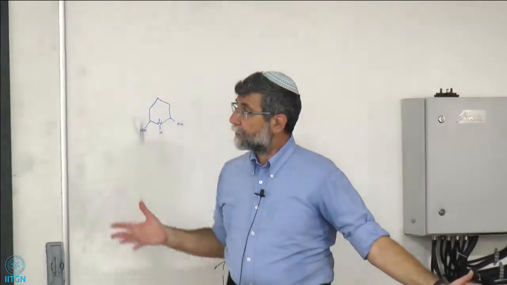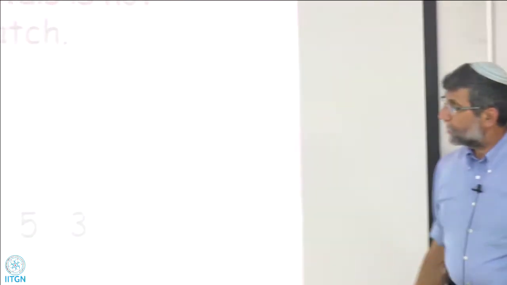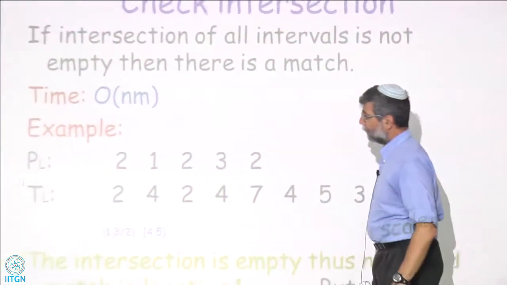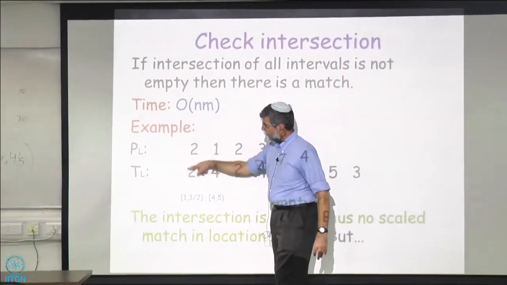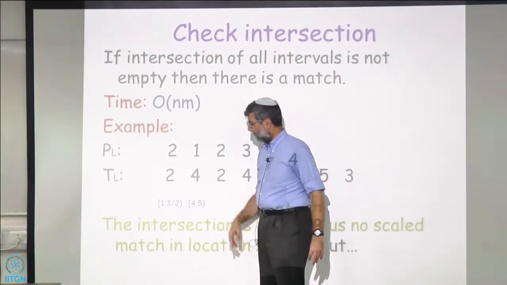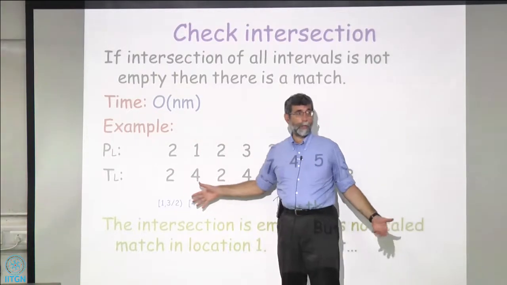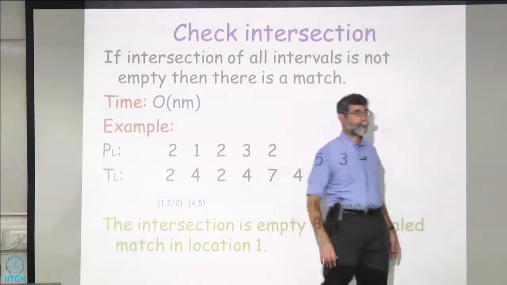So let's look at this example. If the pattern is 2, 1, 2, 3, 2, and the text is that, so if we're going to compute the first interval, it's 1 and 3/2. The second interval is 4 and 5. And so we see already that the intersection is empty, so we move on to the next.